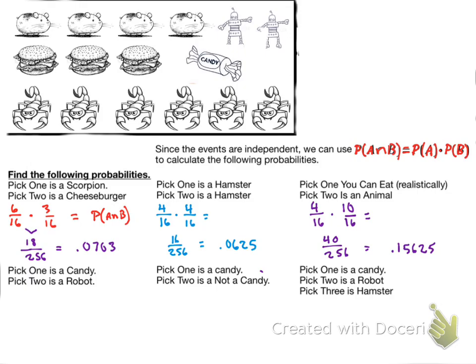Okay. Now we're looking at pick 1 is candy. Candy is 1 out of 16. We only got one piece of candy in there. Times pick 2 is a robot. Robots are 2 out of 16. And again, that's going to equal the probability of candy and robot. Since they're independent, the order doesn't matter, it can go vice versa. So 1 out of 16 times 2 out of 16 gives me 2 out of 256.